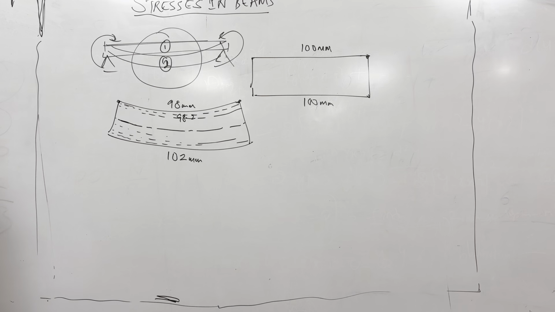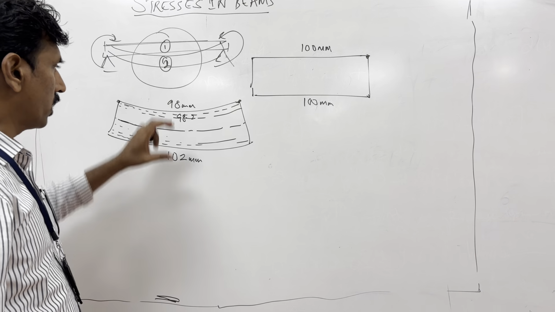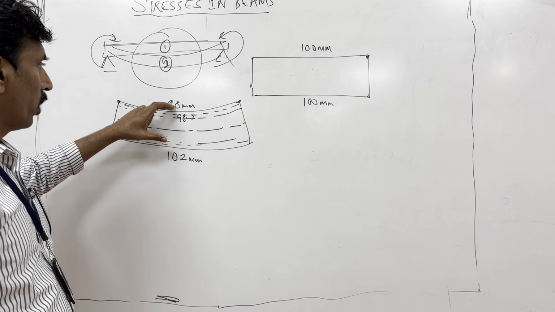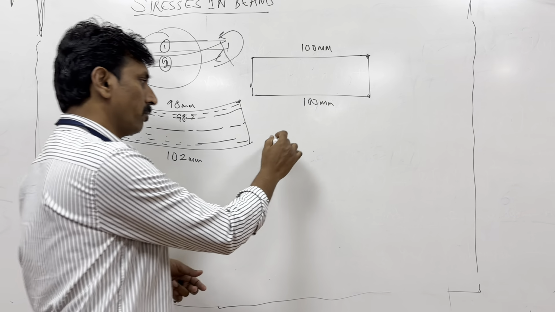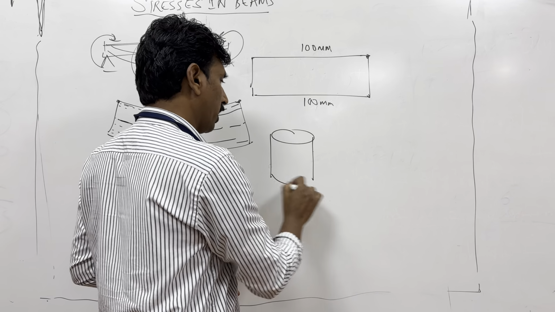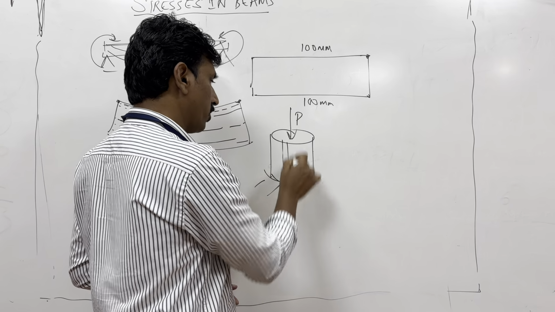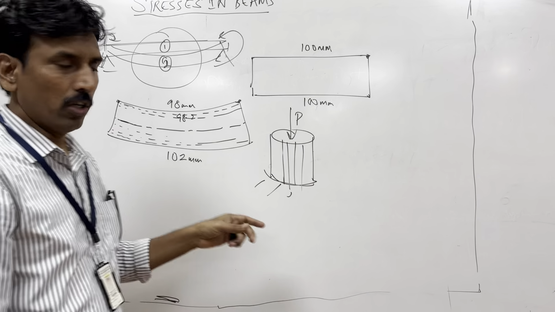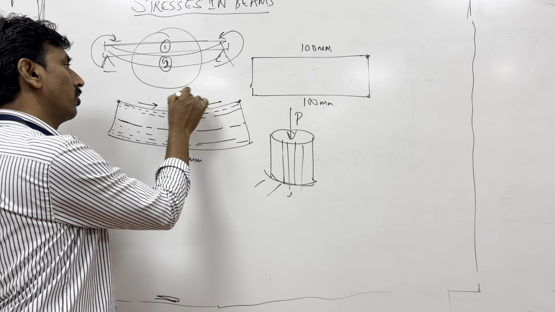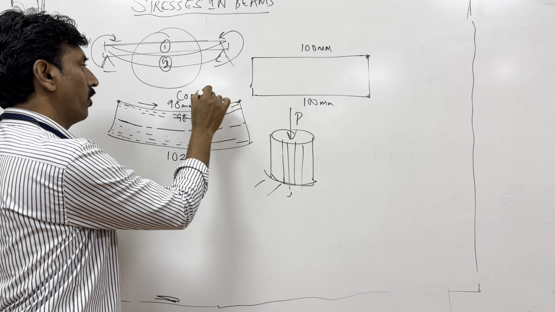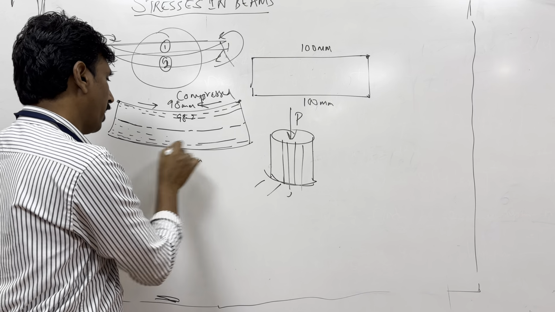Okay. So you understand that when you try to bend a part like this, some fibers get shortened. When you try to shorten something, it is as good as applying a compressive load. If I apply a compressive load here, what would happen to the fibers here? All these fibers would get compressed. So these fibers are getting compressed, and these fibers are getting expanded.